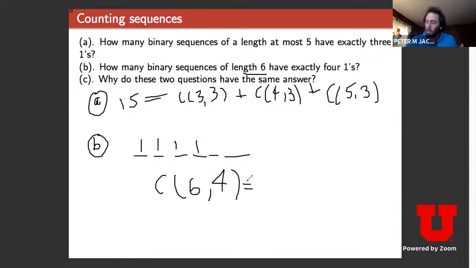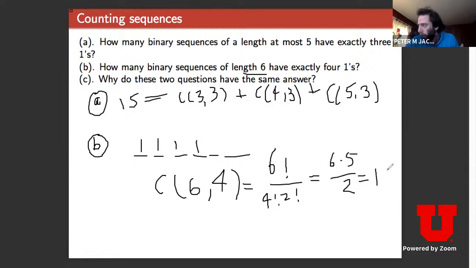All right, so then we should write out the formula to figure out what that is. It's 6 factorial over 4 factorial 2 factorial. In the numerator, the 4, 3, and 2 are going to cancel. You're going to have 6 times 5 divided by 2 factorial, which is just 2. So we're going to have 15.